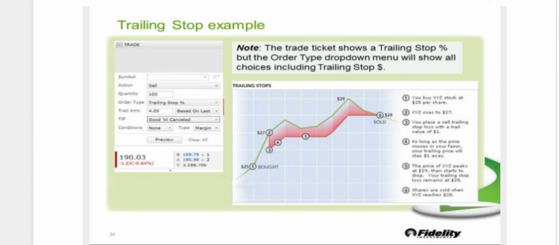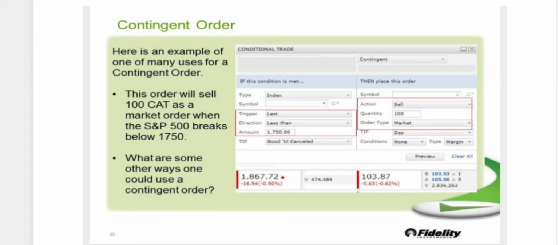So we have some other order types that you can use, starting with a contingent order. Robert, why don't you walk us through some of these order types?